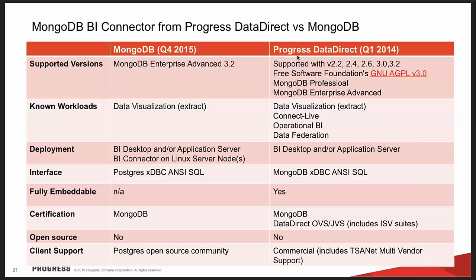When we look at deployment footprint to your BI servers, for the MongoDB Connector, you'll have on your desktop or server some kind of Postgres driver, and then the BI Connector needs to exist on a Linux server somewhere. The Progress one, you can install on the BI application servers or desktops. So ours is just an ODBC or JDBC driver.